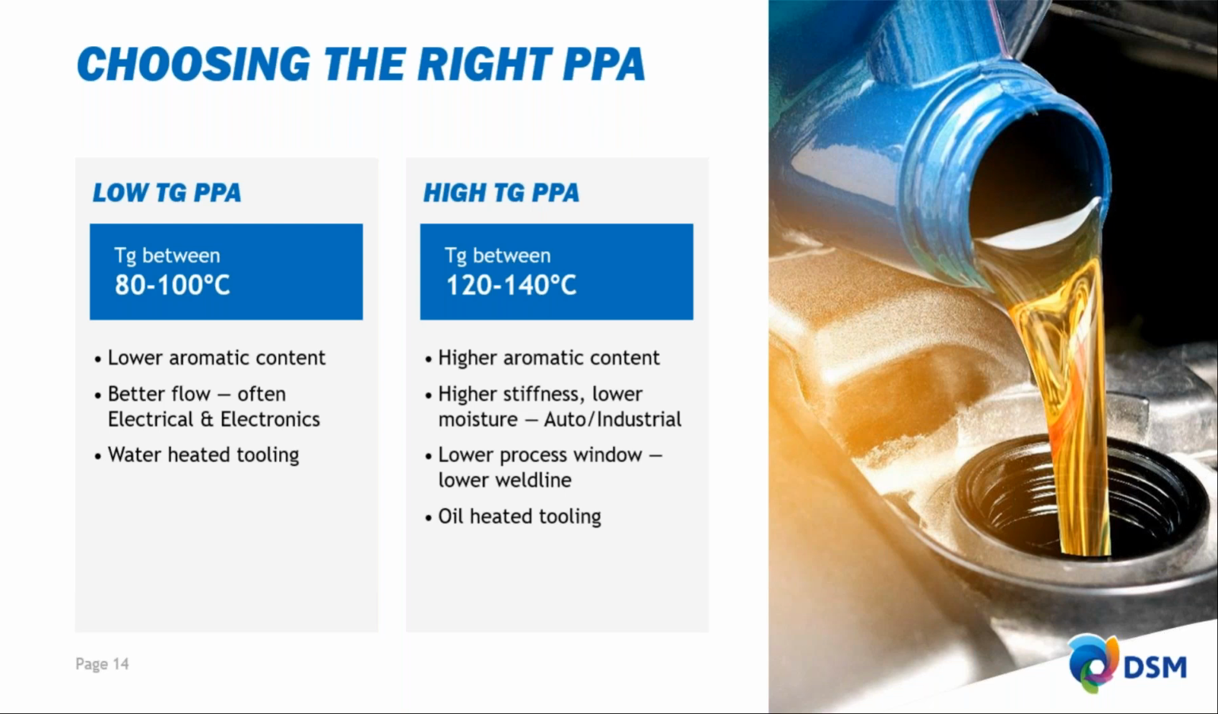However, when you bump up the aromatic, when you get into some of the higher Tg materials, the stiffness goes up, moisture absorption goes down. That also has an impact by improving the chemical performance and temperature performance. However, it does have a slightly lower processing window, and it requires oil heated tooling to maximize the properties of the material.